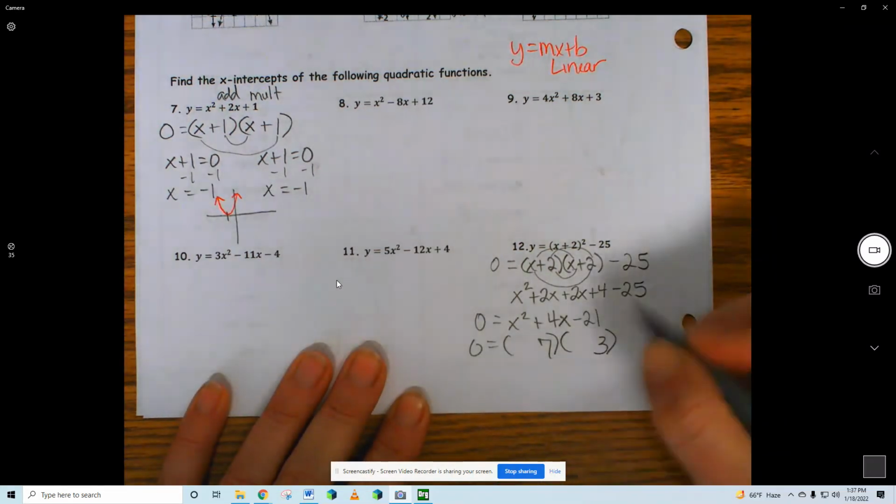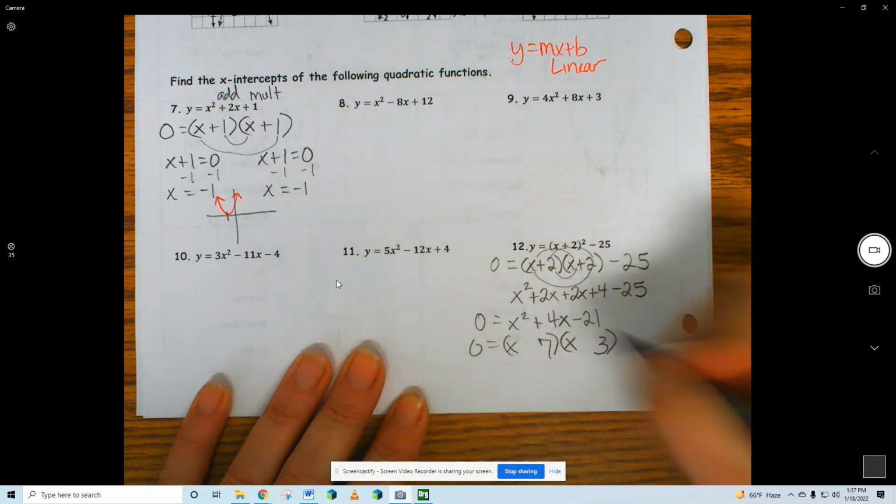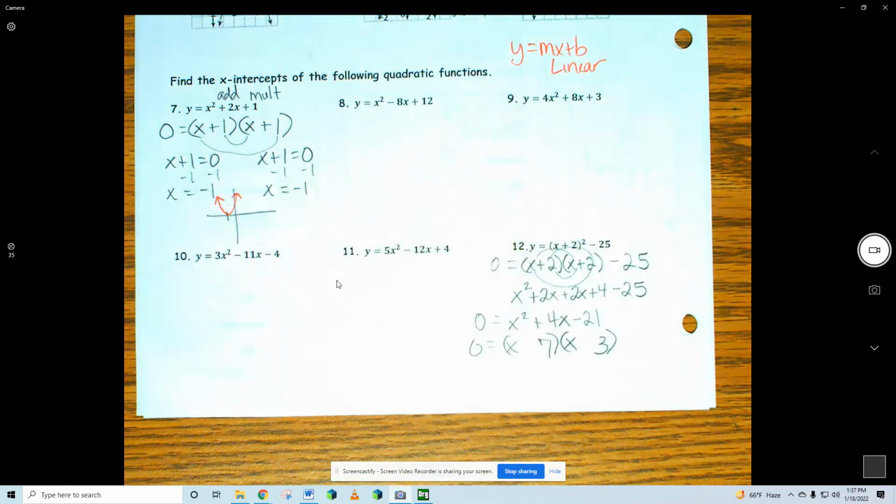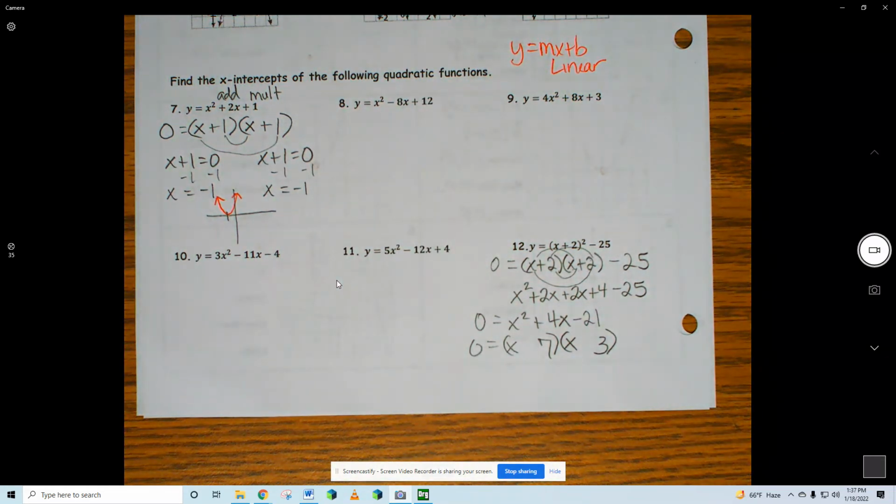7 and 3. Obviously, x squared is x times x. A lot of students have trouble figuring out the signs. I want a 7x and a 3x to make a positive 4. That's my outside, inside.